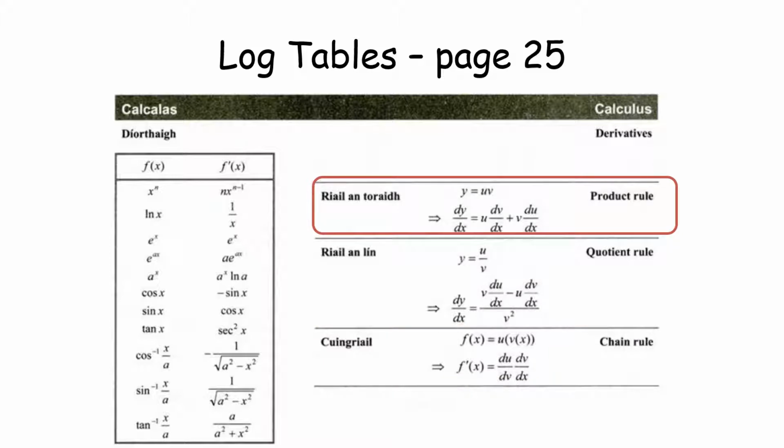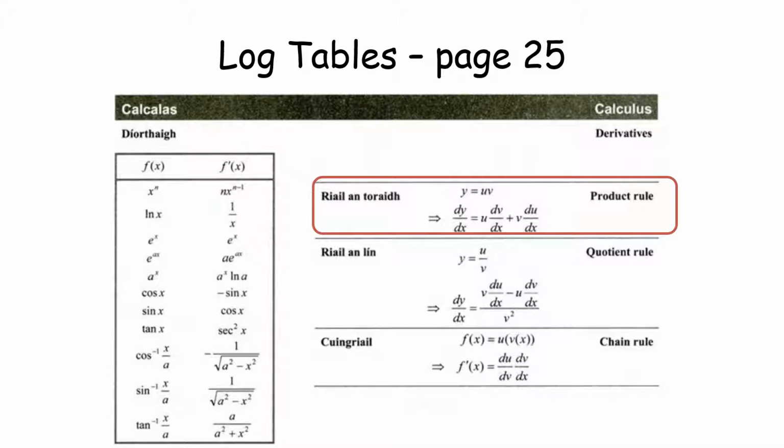So product means multiply. So when you have two functions multiplied together, you can of course multiply them out, but sometimes that's going to be a very long, tedious task. And if you start multiplying out big brackets, it can be very time consuming, but it can also be very prone to error. So we have a little rule here, which is if y is equal to uv, there are two things multiplied together, then dy dx, so the derivative of y is equal to u, the first part of the function, times dv dx, so the derivative of the second part, plus v, the second function, du dx, the derivative of the first function.